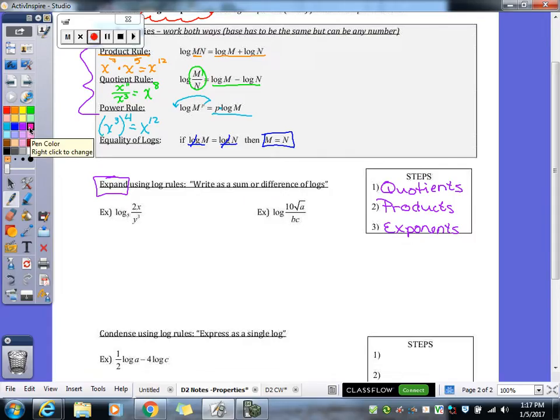So let's take a look at our first example. We have log base 5 of 2x divided by y to the 3rd. Do we have a quotient there? Yeah, we have 2x divided by y to the 3rd. So I'm going to take care of that first by writing log base 5 of my numerator, my 2x. And then I'm going to subtract log base 5 of my denominator. So when we're expanding, we're adding more logs in there. We're adding that word more often.